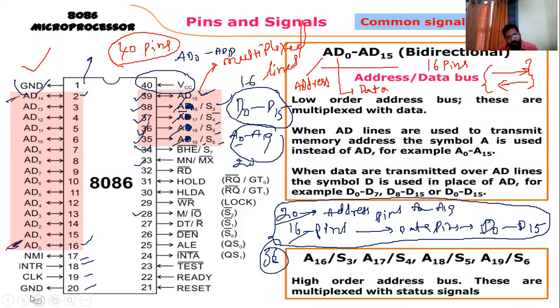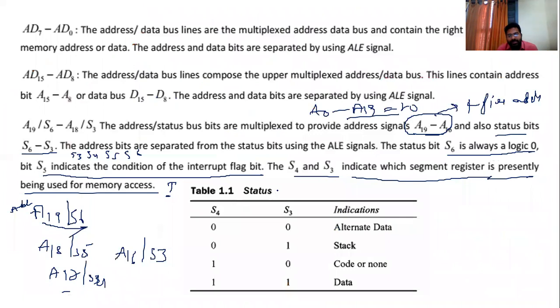Now see, S3 and S4 indicate whether the CPU is accessing which segment of memory: the code segment, data segment, extra segment, or stack segment. When the S3 S4 pins are 0 0, it indicates the alternate data. 0 1 means the microprocessor accesses the stack data. 1 0 means it accesses the code data. 1 1 means it accesses the extra segment or data.